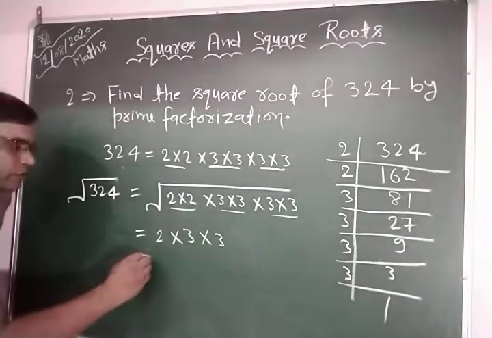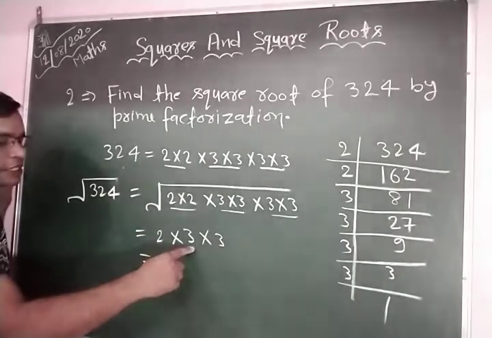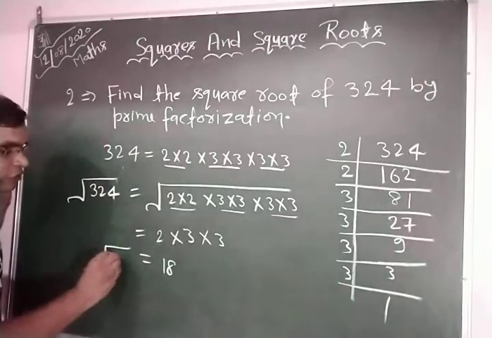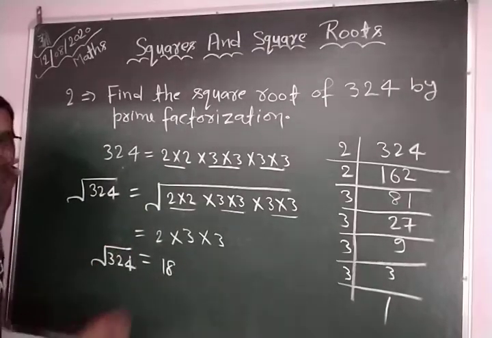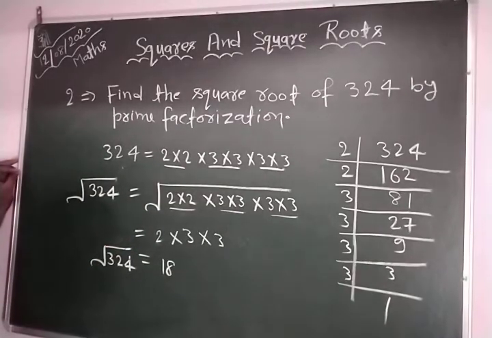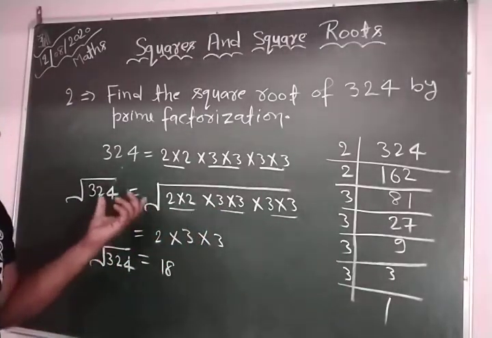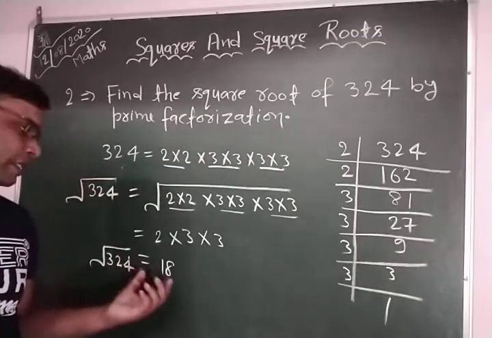Okay, so 2 3s are 6, 3 6s are 18. So you can say the square root of 324 is 18. So student, here you can see the square root of 324 is 18.